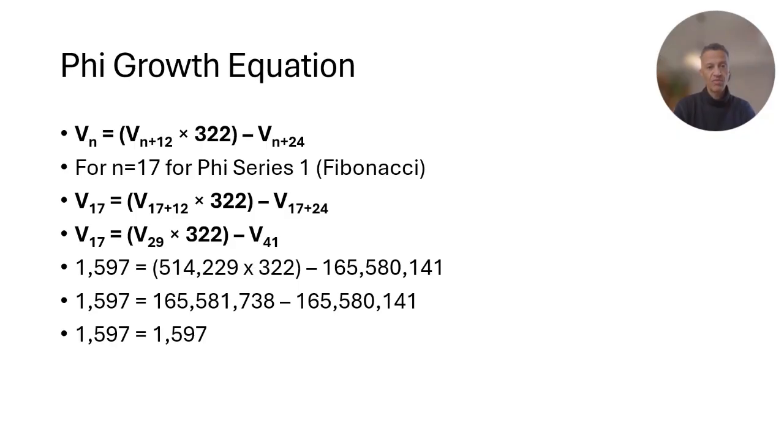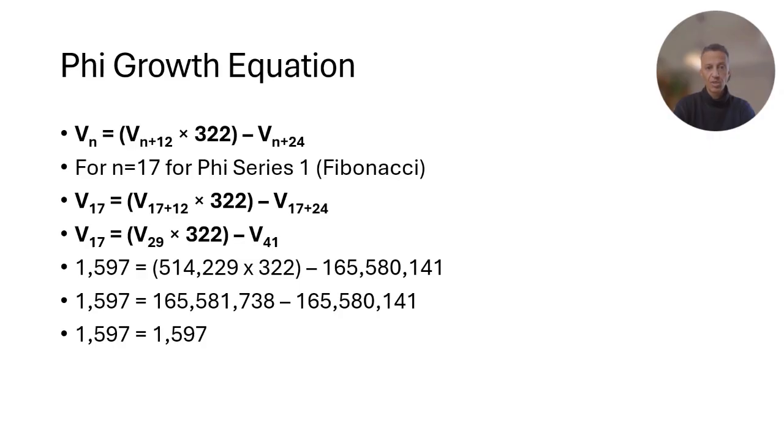So here we have this Vn, where n in this case is the position value along the sequence. We can take any position value and equate it to its value 12 positions ahead times that 322 constant, minus the value 24 positions ahead from what we're looking at. An example is I can look at Phi Series 1, otherwise known as the Fibonacci series, and take the 17th value and plug that in. So the 17th value is 1,597.